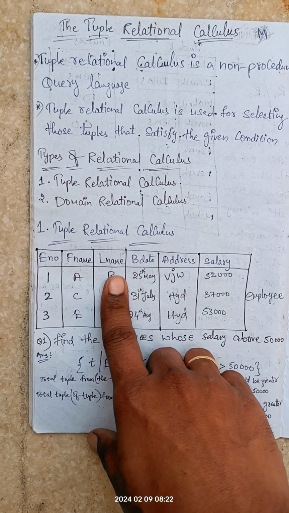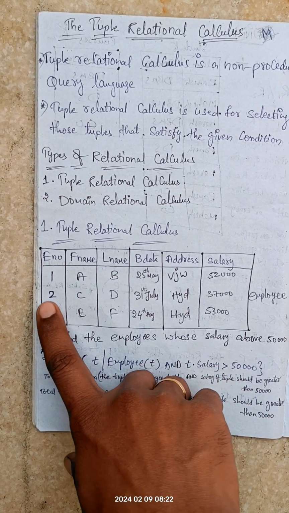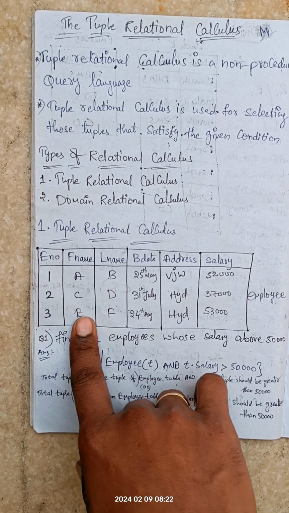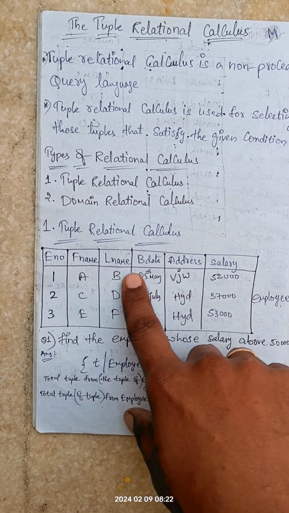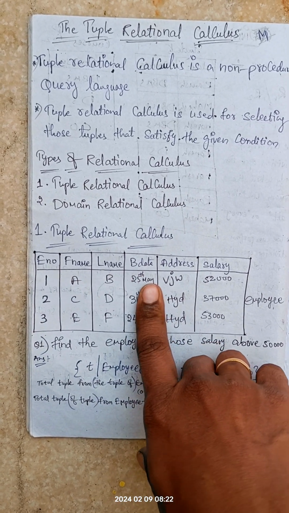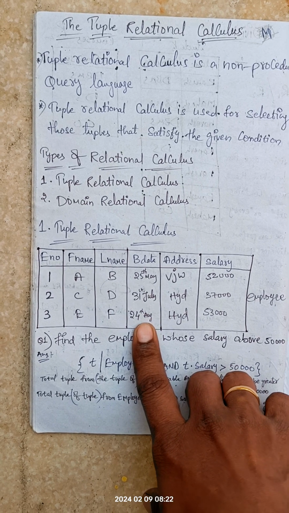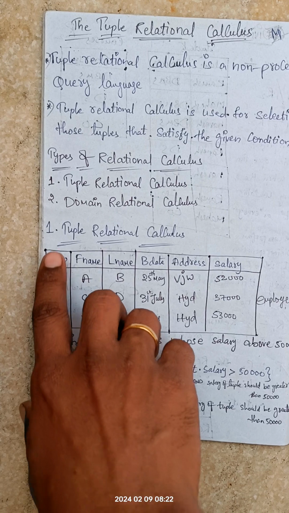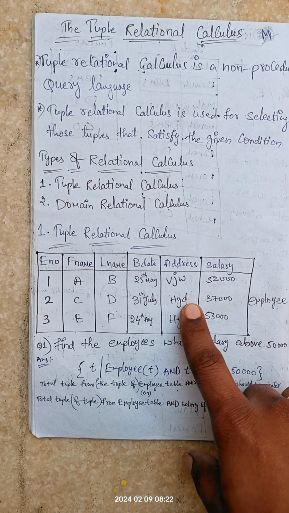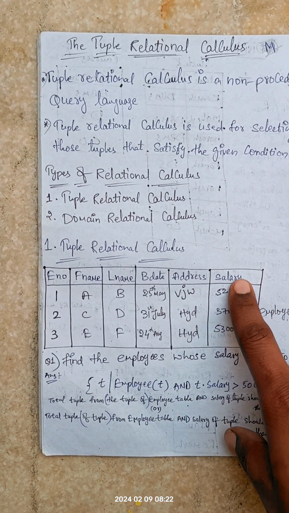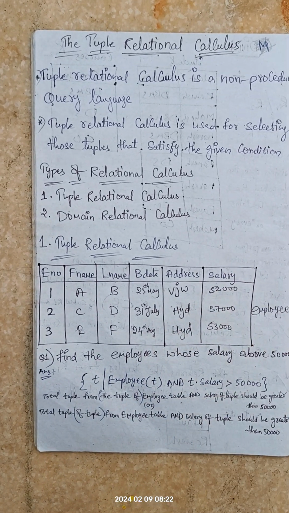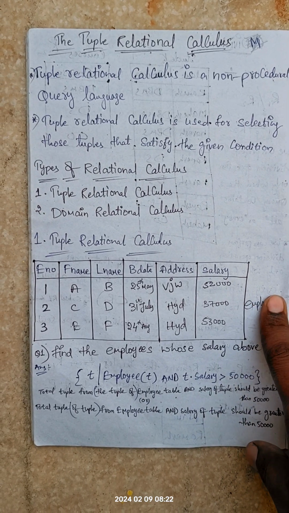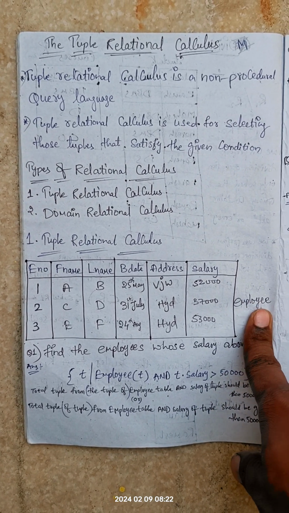For the first employee, first name is A, second name is B, and similarly for the second and third employees. Then the date of birth, like 25th May, 31st July, some random dates of birth, random employee numbers, addresses like Hyderabad, and salaries like 52,000 and 37,000, some random values. So this is the table named employee. We will use this. Okay, employee.